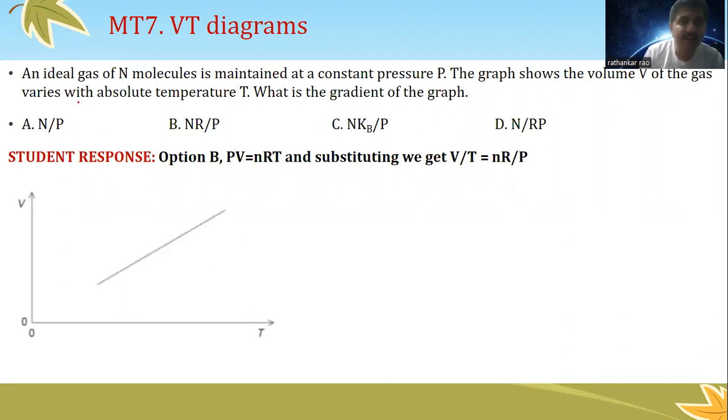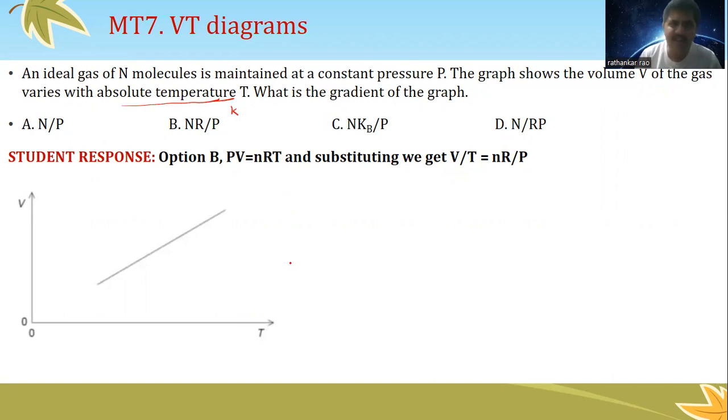Okay, so this is one more problem where I see many students make a mistake. An ideal gas of n molecules is maintained at a constant pressure P. The graph shows the volume V of the gas, which varies with absolute temperature T. When I say absolute temperature, it is nothing but your temperature in Kelvin. So what is the gradient of the graph?